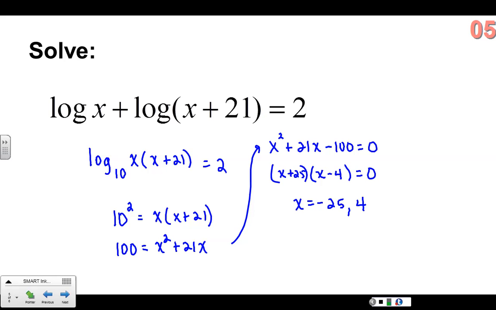Now, when you are solving a log equation, the argument can never be negative. So if I put negative 25 in here, I would get a negative number, and also here I would get a negative. The argument of a logarithm can never be a negative number, so throw that one away. And 4 would be okay. Log of 4 and log of 25, that would be okay. So the only solution for this equation we can have is the 4.